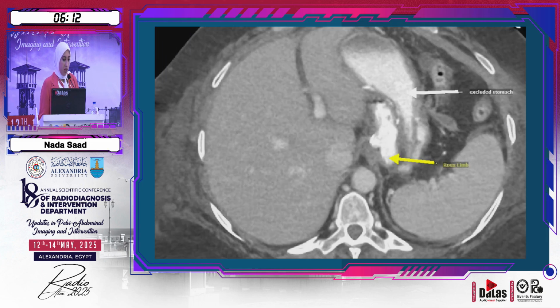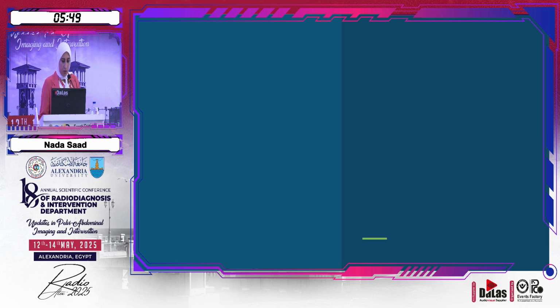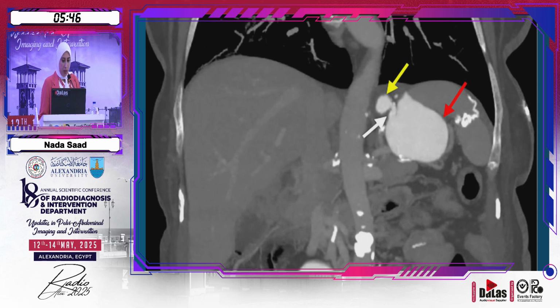Fistulization between the Roux limb and the excluded stomach. And here in this patient, axial CT of the abdomen and pelvis with intravenous and oral contrast. The oral contrast entered the Roux limb and immediately entered the excluded stomach, which denotes presence of a fistula between the Roux limb and the excluded stomach. The same patient in MPR coronal CT of the abdomen and pelvis with intravenous and oral contrast. Again, this is the fistulous tract in between the Roux limb and the excluded stomach.